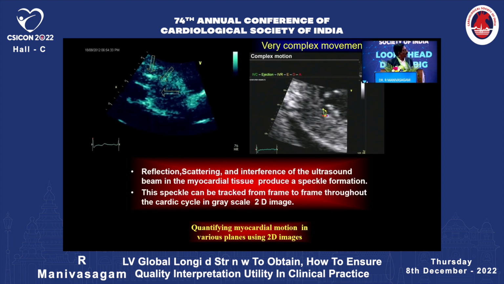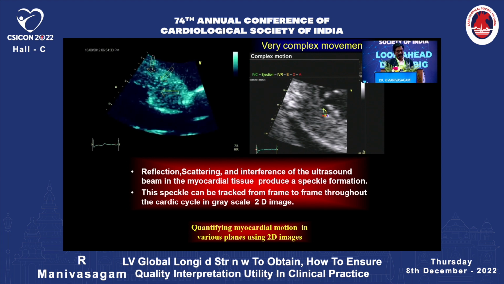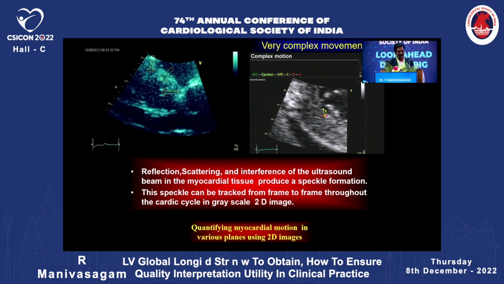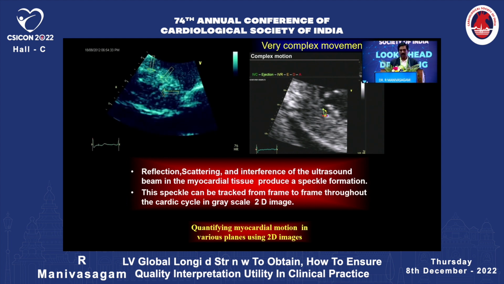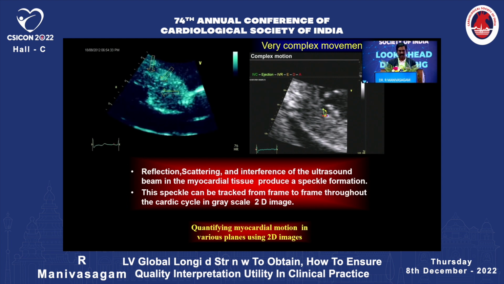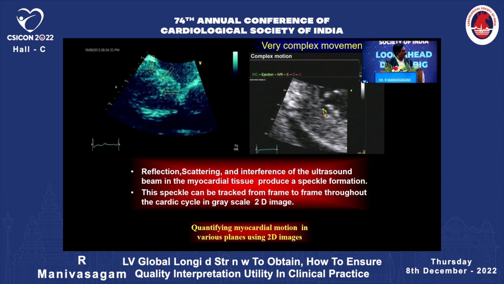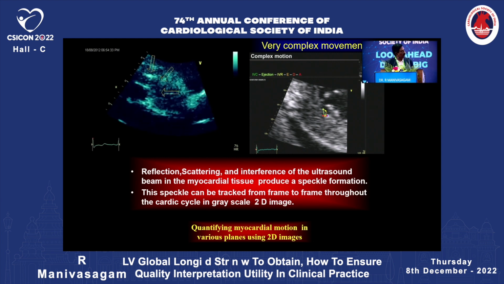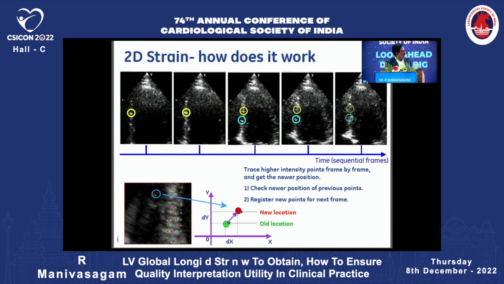The basis of 2D strain is speckle tracking echo. The basic unit of any image is called a pixel. 30 to 40 pixels unite together to form a kernel. 40 to 60 kernels fuse or conglomerate to form a bright spot called a speckle. These speckles can be tracked through the cardiac cycle; they can be tagged as well as tracked. That is the idea behind tagging and tracking.